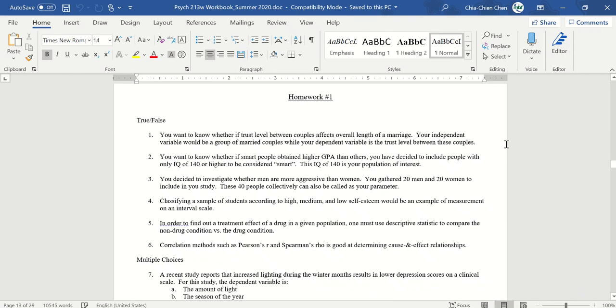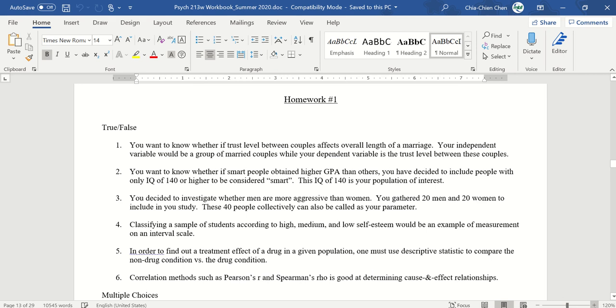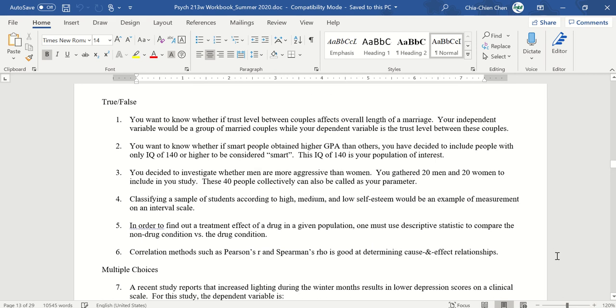Okay, let's do our homework number one, and then we'll go over each one, and I'll tell you what the correct answer is. Okay, number one, you want to know whether trust level between couples affects overall length of a marriage.